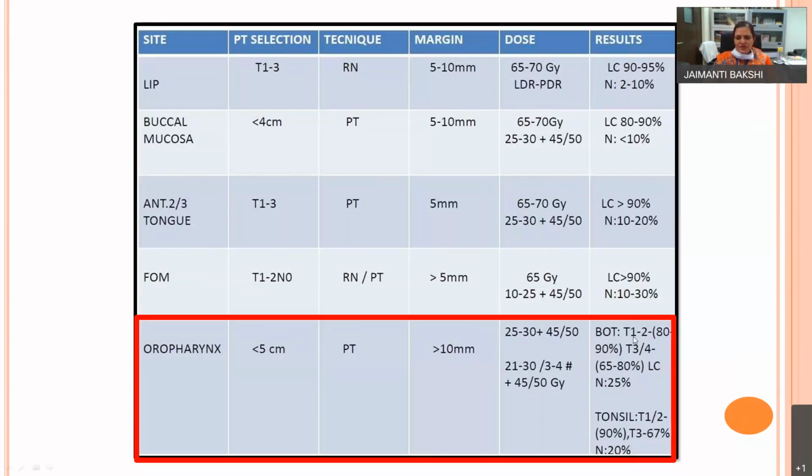And results for base of tongue T1, T2 lesions, local control was seen in 80 to 90% of patients. With T3, T4 tumors, local control was 65 to 80%, and nodal control was 25%. For tonsillar primary tumors, with brachytherapy, T1, T2 lesions had local control of 90%, and T3 lesions had 67%, and nodal control was seen in 20%.